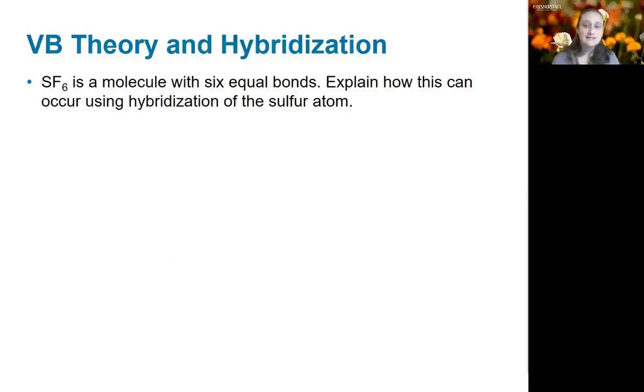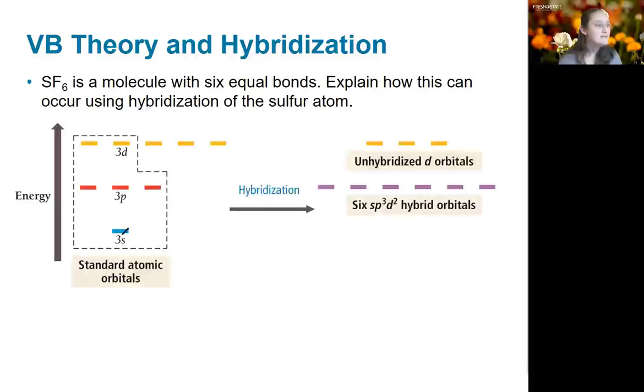In order to get 6 equal bonds, we need to have 6 equal orbitals. And so that happens when we combine an s orbital with 3 p orbitals. That's all of the p we have. And so then we have to move into the d orbitals. So that gives us 6 sp3d2 hybridized orbitals.